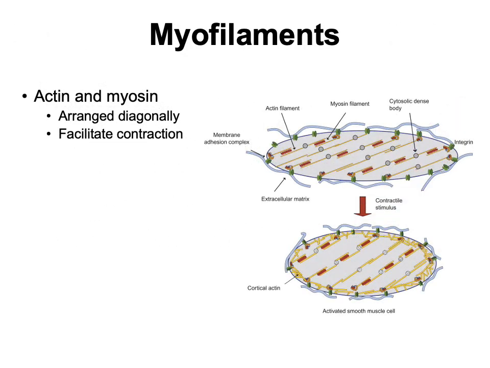The myofilament arrangement of actin and myosin is the most unique feature of smooth muscle. They are arranged diagonally. That's one reason why it's not striated. This diagonal arrangement facilitates a very unique and very strong type of contraction of smooth muscle.